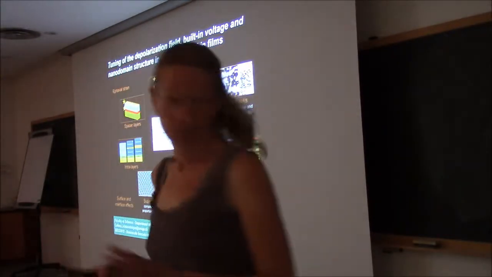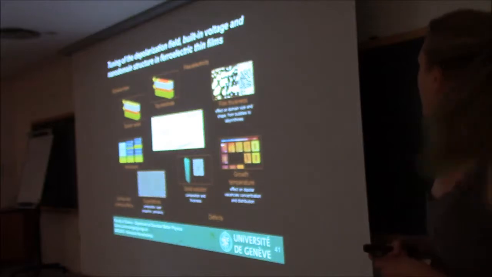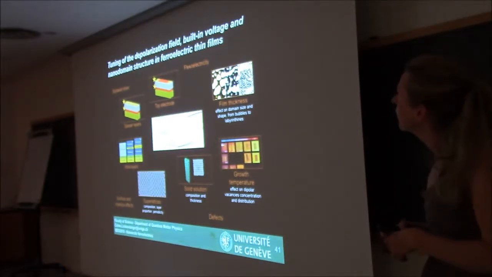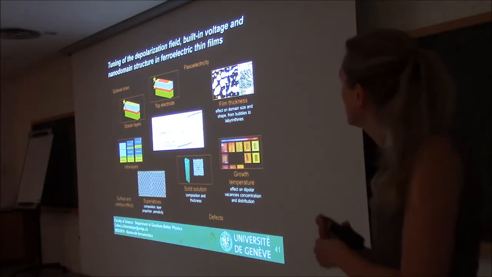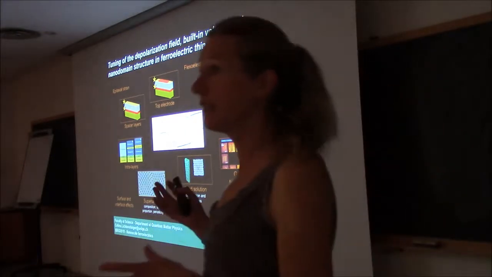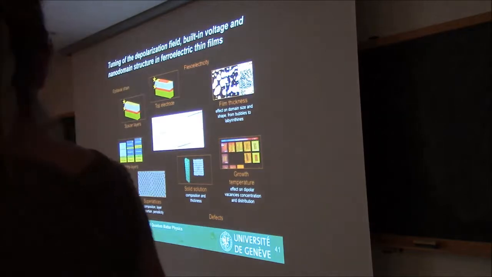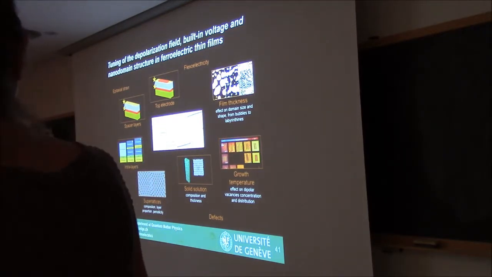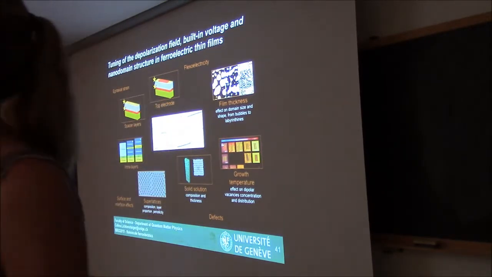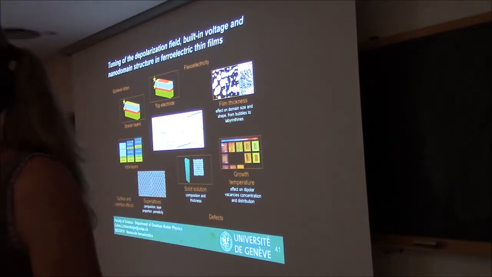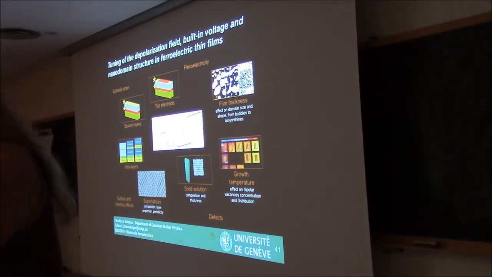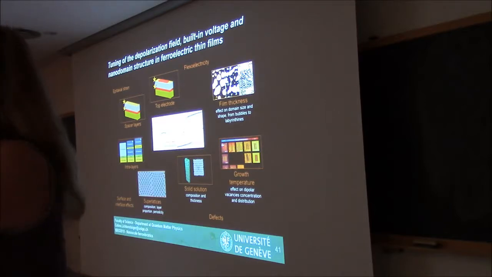So now for the last part of my talk, I want to focus on showing you some examples of how we can tune the depolarization field, the built-in voltage, and therefore the nanodomain structure in the ferroelectric film using all these different parameters. Yes? You grow superlattices with RF sputtering? Superlattices with RF sputtering, this is what we are doing.